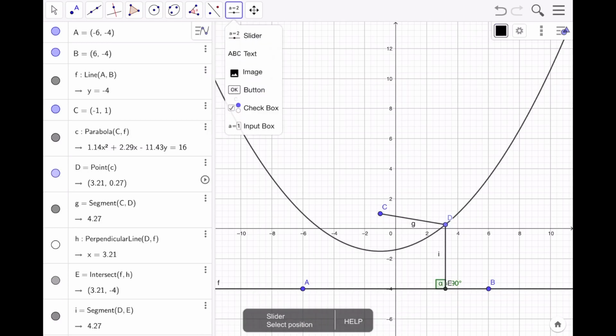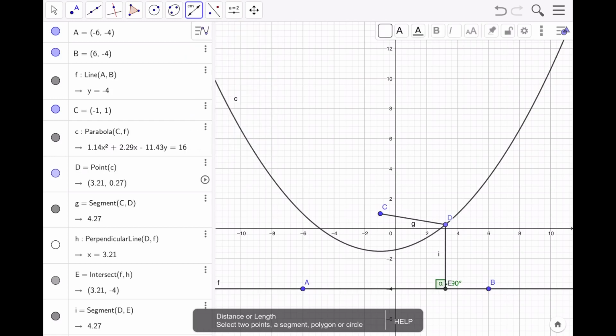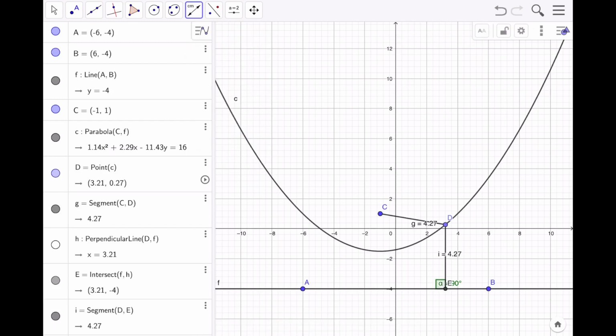There's a measurement tool somewhere. I always lose this thing. There it is. Distance or length. Measure G, and then let me also measure that line segment.